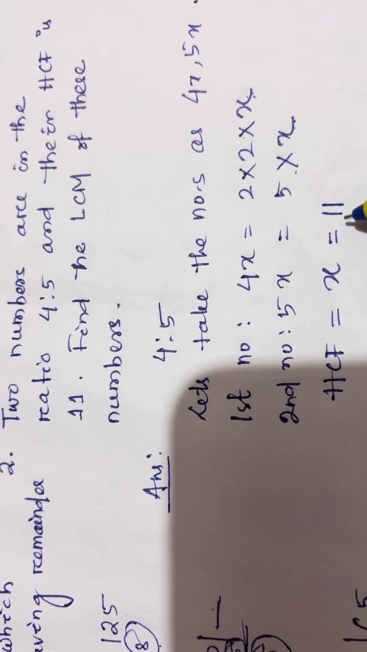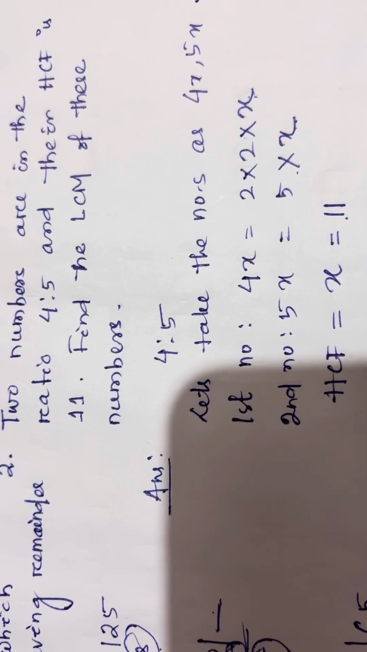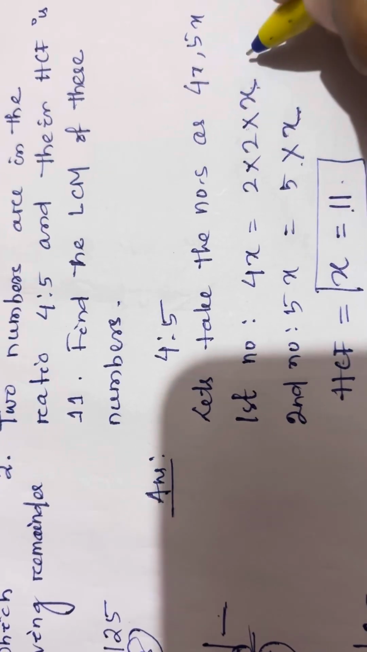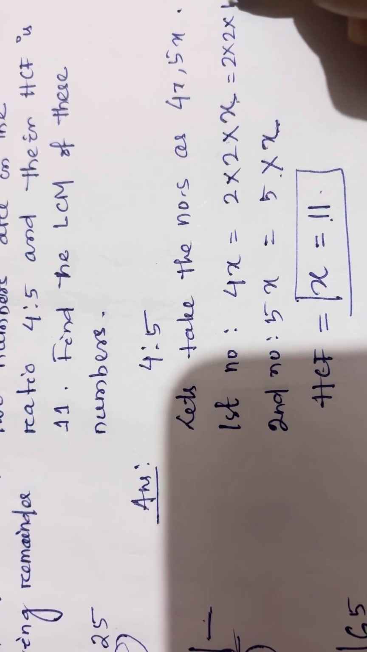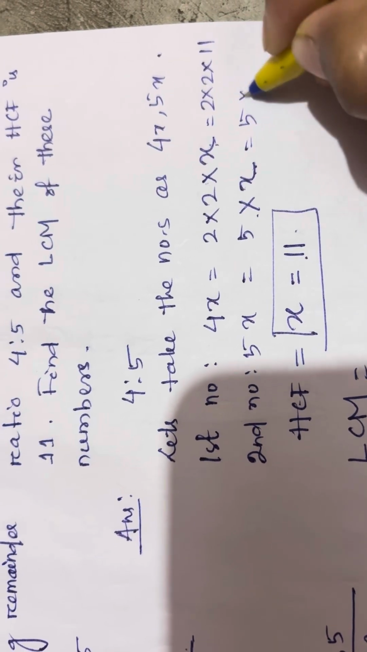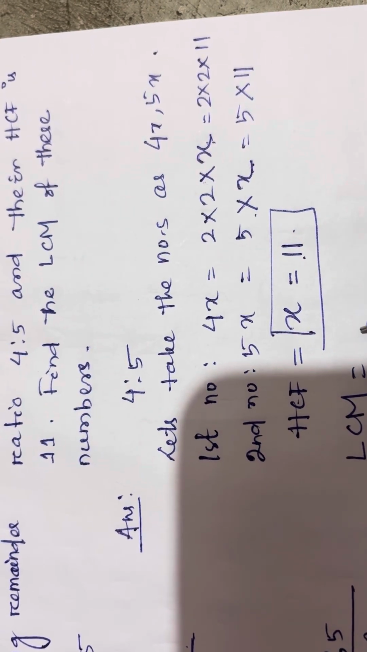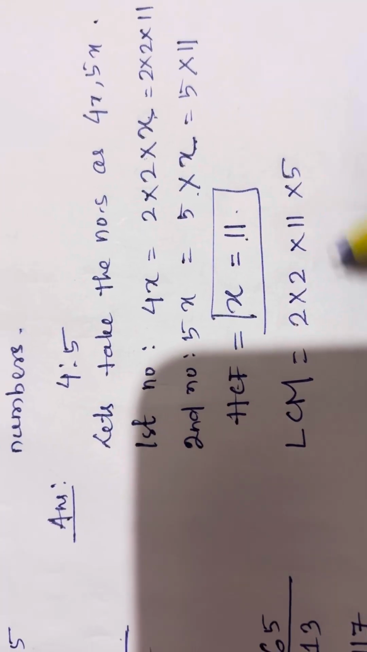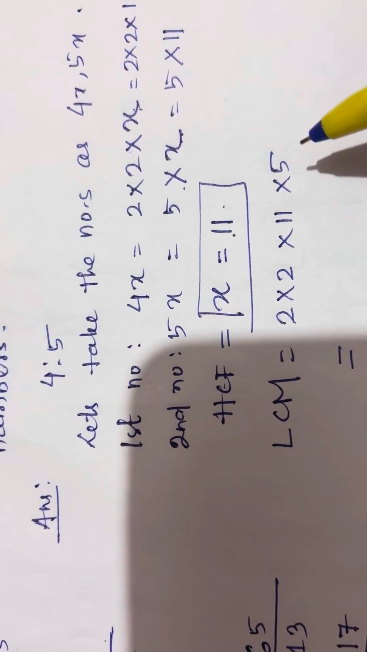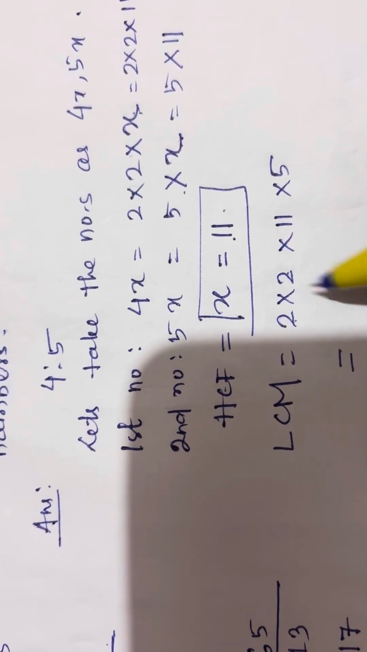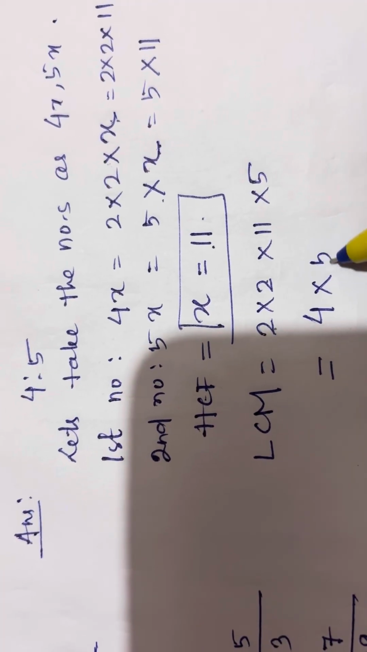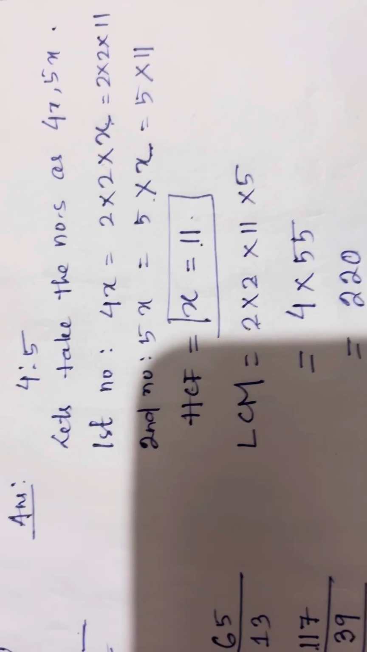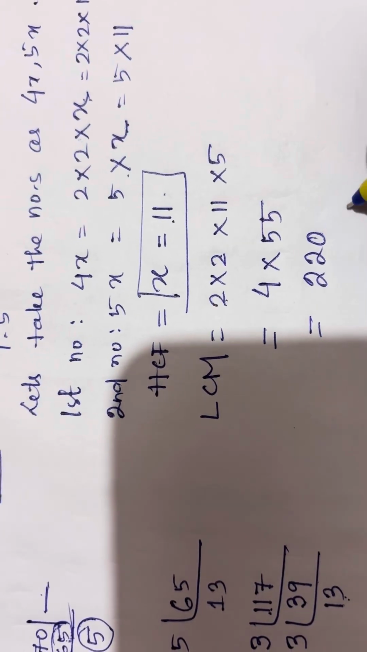So now we know HCF is equal to 11, that is equal to x. So now the first number can be written as 2 into 2 into 11, and the second number can be written as 5 into 11. So what will be the LCM now? That is 2 into 2 into 11 into 5. 2 into 2 is equal to 4, 11 into 5 is equal to 55, so we are going to get 220 as the answer. So the LCM of the given numbers is 220.